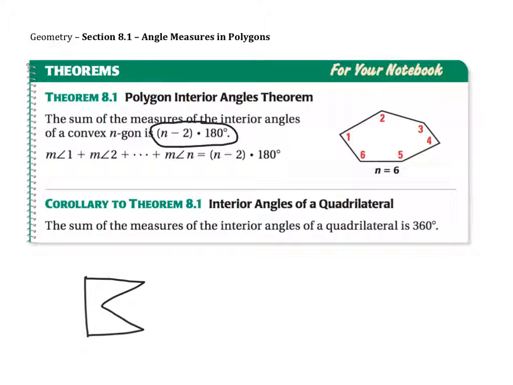The corollary to theorem 8.1 is the interior angles of a quadrilateral. It states the sum of the measures of the interior angles of a quadrilateral is 360. This is because if I take a four-sided figure, I can divide it into two triangles. And remember, triangles have 180 degrees. So it'll be 180 degrees here, 180 degrees here. 180 plus 180 is 360. So for sure write down this formula, and then make a mental note or a side note that all quadrilaterals, or four-sided figures, have a sum of 360 degrees of their interior angles.